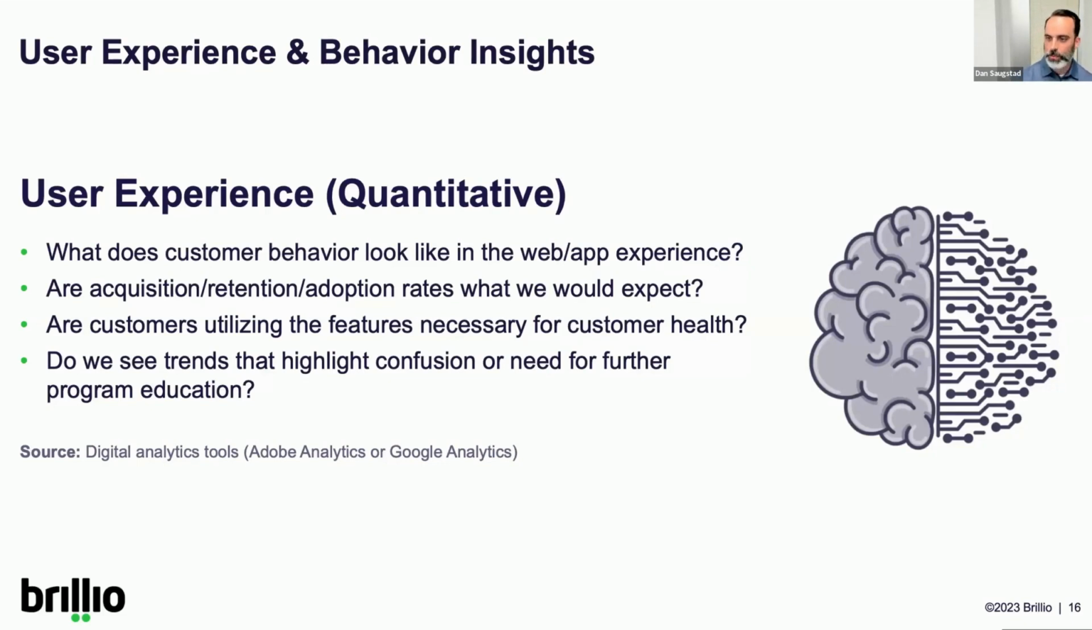Are they engaging with the program the way we want them to? And looking at trends to see if it highlights confusion or need for further program education. To understand if they understand, they get your program and know how to make the best use of it. And so these types of data come out of digital analytics tools. We use Adobe Analytics, Google Analytics to solve a lot of these questions around the web or app experience.